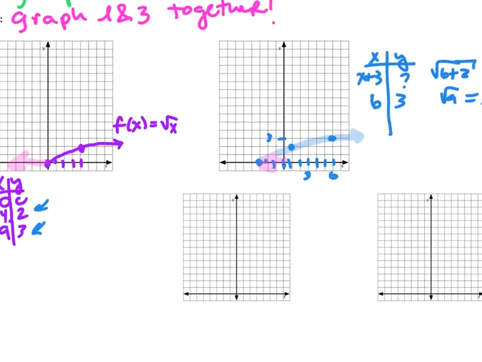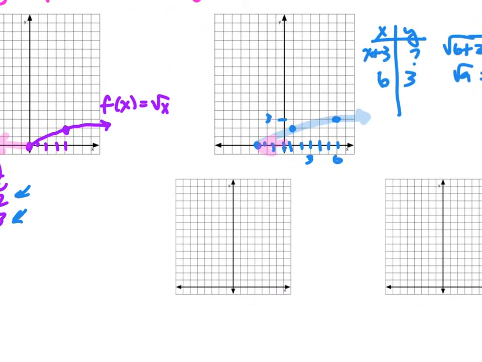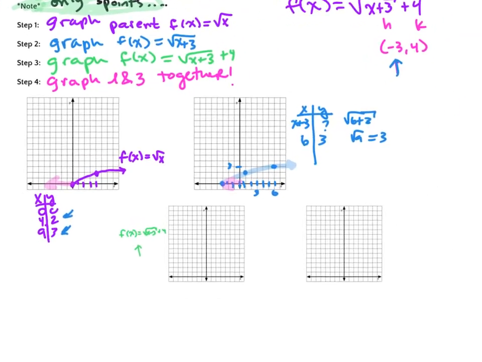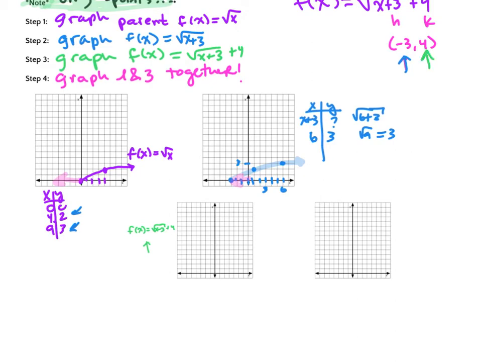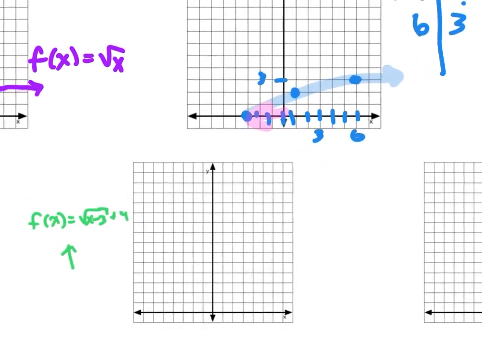I want to now graph the +4. So I'll write it down here. f of x equals the square root of x plus 3, plus 4. So I'm going to take my blue and I'm going to shift it up 4 units. So up 4 units. And this is my y value. So I'm going to shift it up 4. So I'm going to take those blue dots.